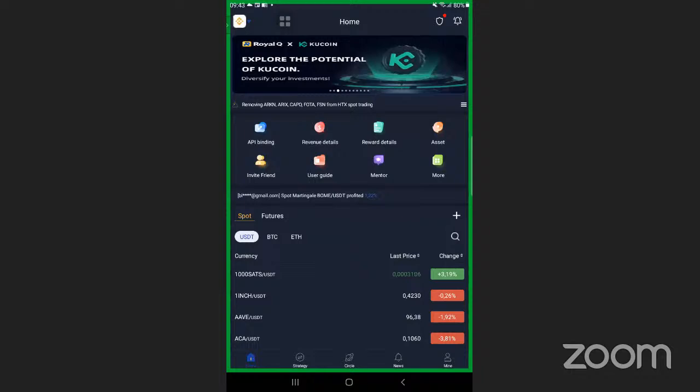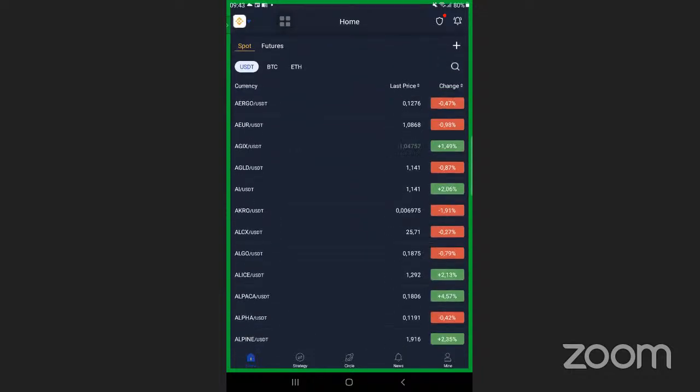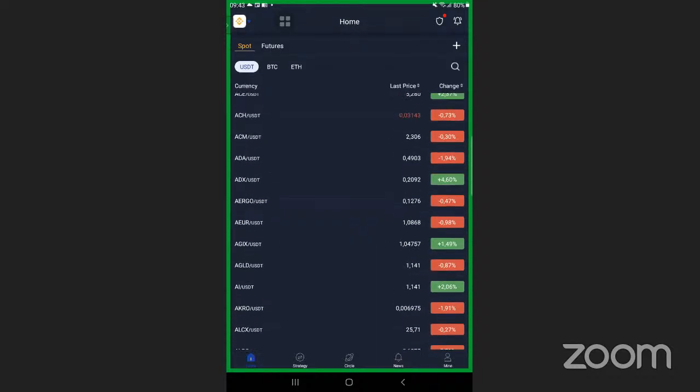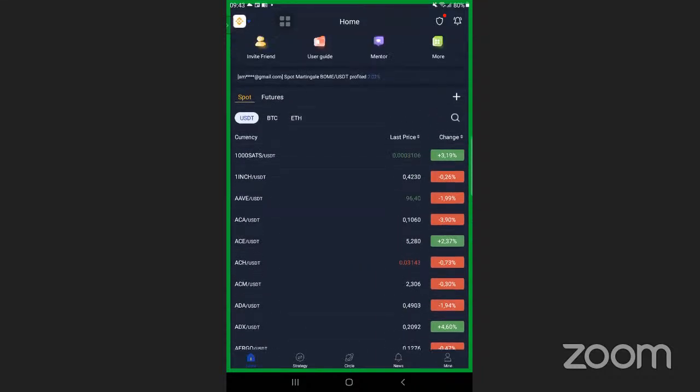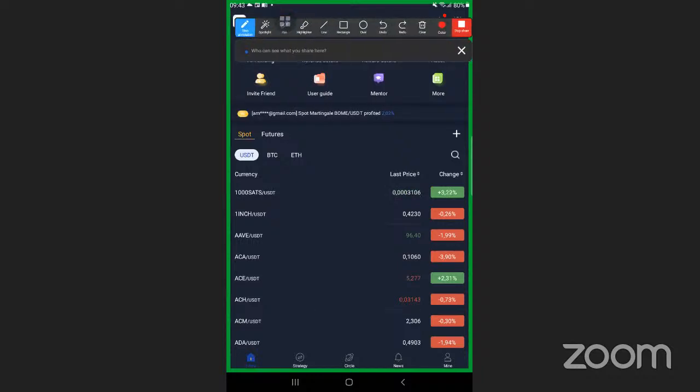So when you come here on the home page, it's going to take us time to look for AR. So what are we going to do? We are going to use the search button. There is the search button here. Royal Q made our work easier when we are setting up signals. So there is the search button here.